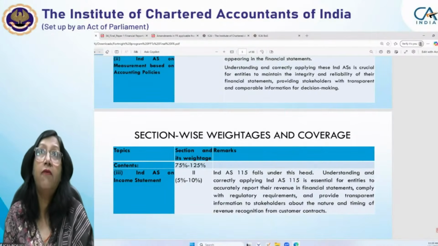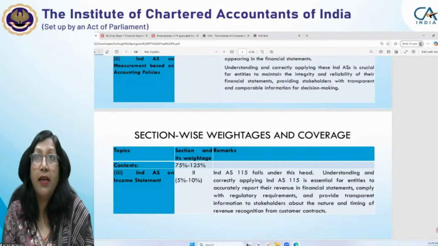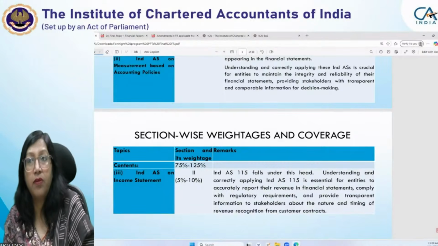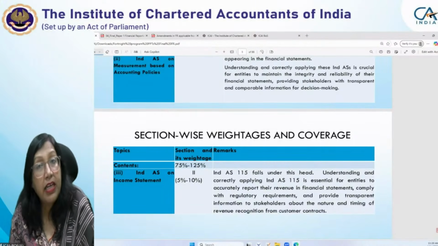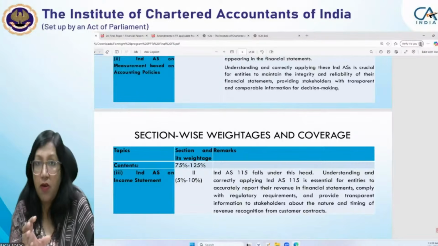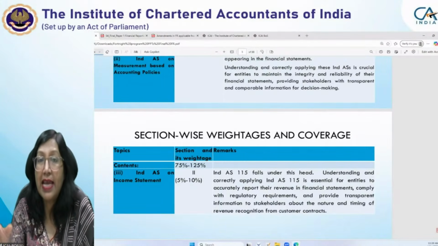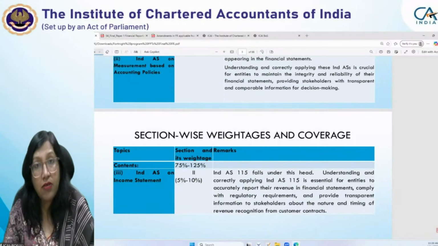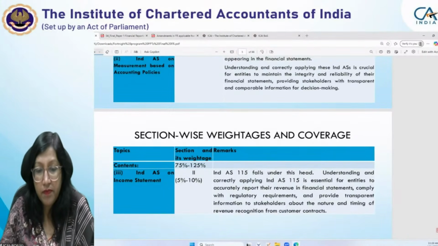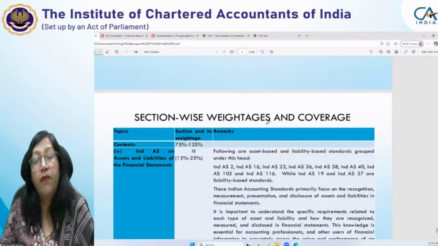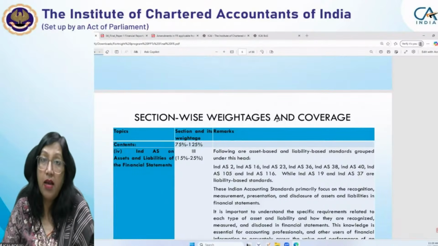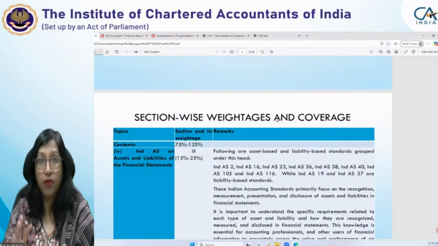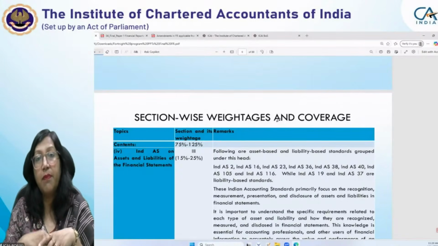Okay. After financial instrument, we have some sections which have a number of topics, and their weightage is also very high. Like section 3, which is on accounting in AS based on assets and liabilities. It has almost 10 standards, but it also carries a weightage of 15 to 25%. By saying 15% I mean 18 marks, and by saying 25%, I mean 30 marks. So questions from this section may appear from 18 to 30 marks.